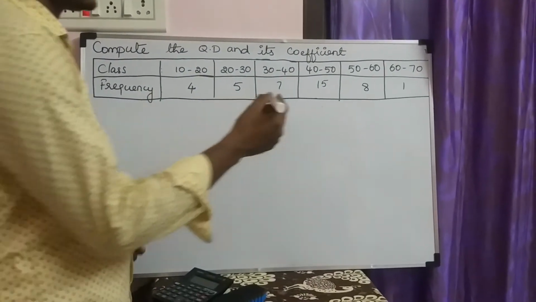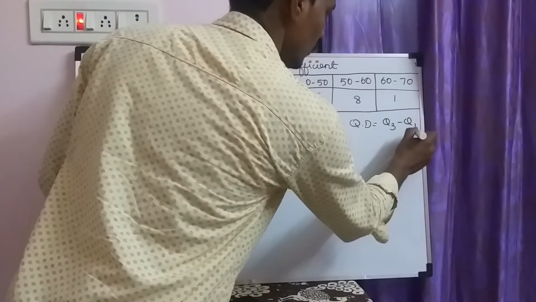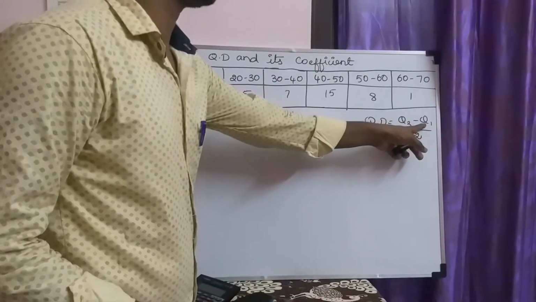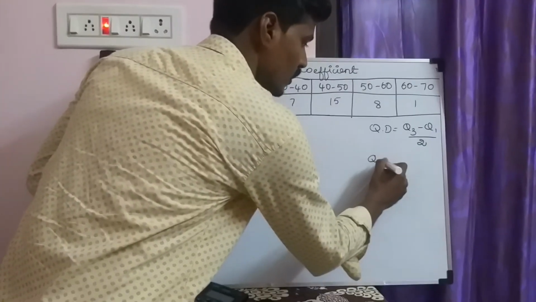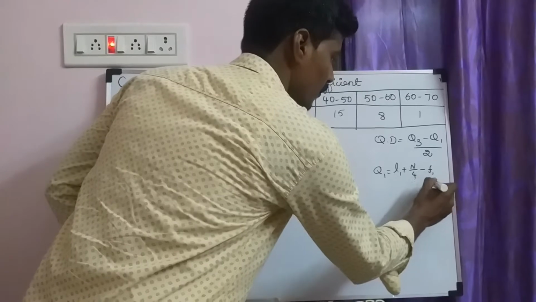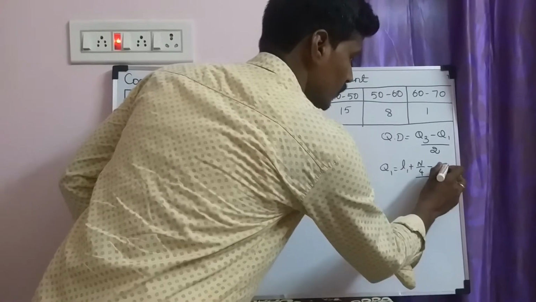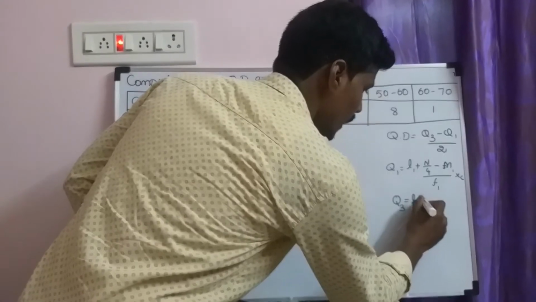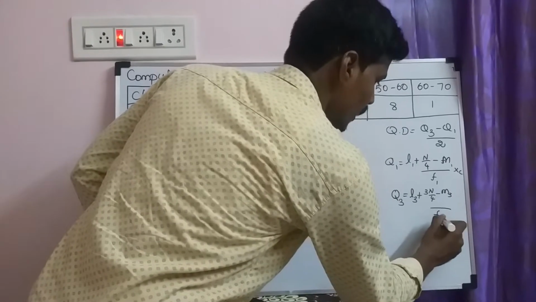Actually, what is a QD? QD is nothing but Q3 minus Q1 divided by 2. If you want to find QD, first we want to know Q1 and Q3. Q1 equals L1 plus N by 4 minus M1, divided by F1, into C, and Q3 equals L3 plus 3 into N by 4 minus M3, divided by F3, into C.